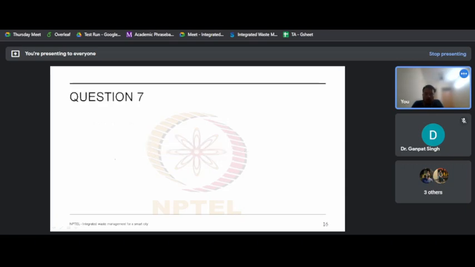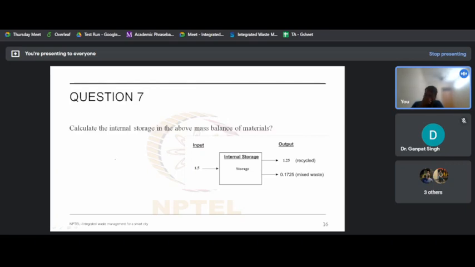So the next question is question 7. Here we have been given the system. We have an input of 1.5, some storage, and output. There are 2 output streams. One is the stream for recycling, that is 1.25, and another is the mixed waste, 0.1725. We need to calculate the internal storage, the mass balance of the materials. The given options are 0.07, 0.77, 0.05, and 0.06.